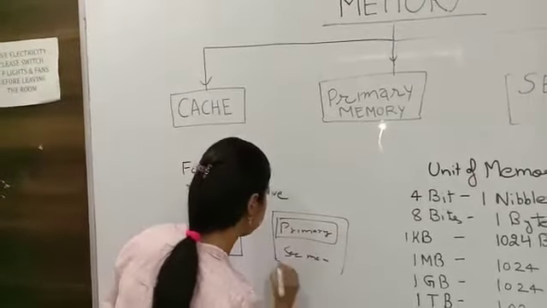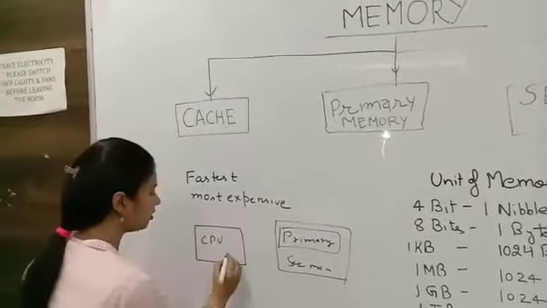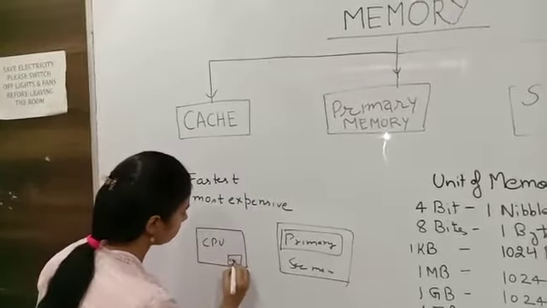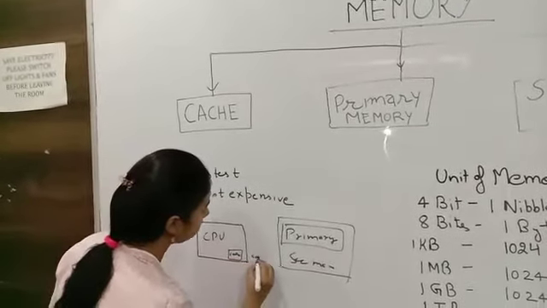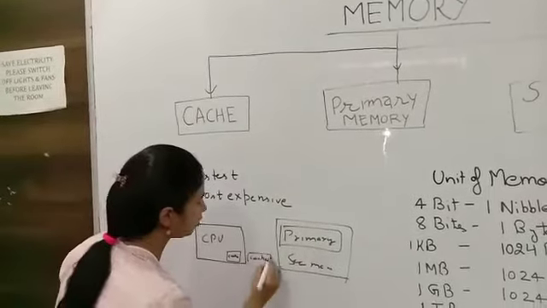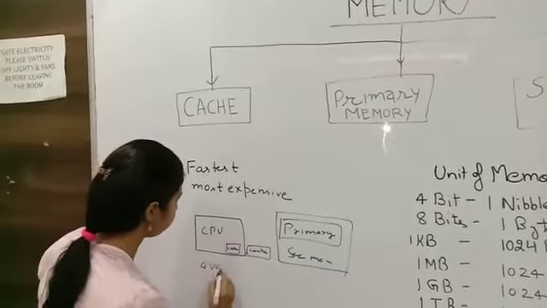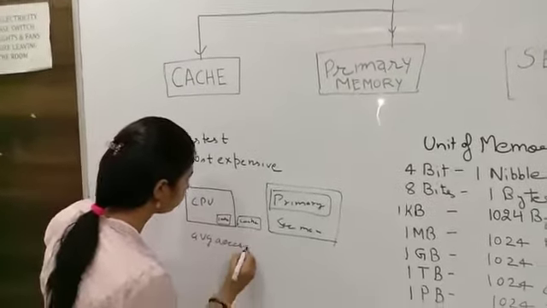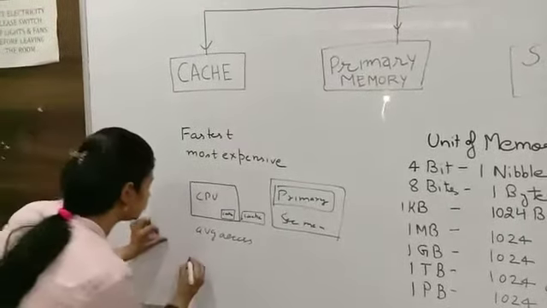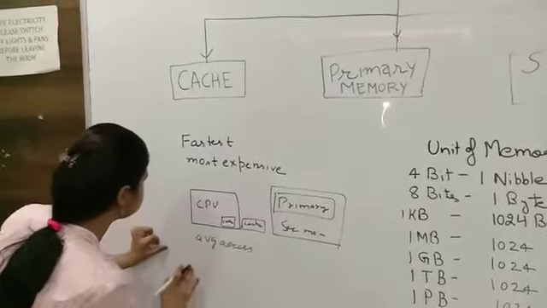This cache memory can be mounted in the CPU and on the motherboard. So this is very close to the CPU, and this reduces the average access time. But this has some limitation. This is very expensive. This is a limitation.